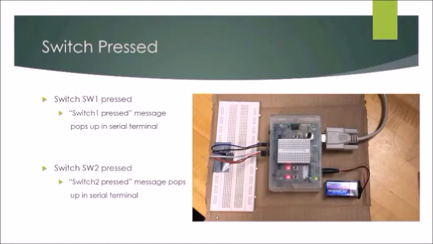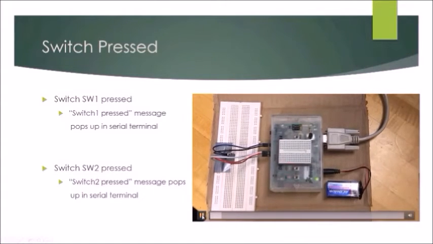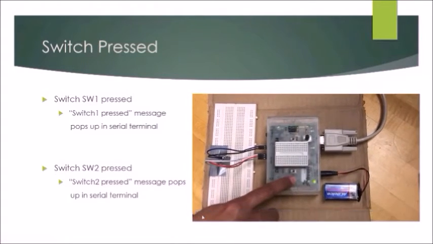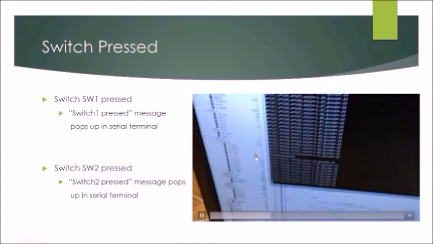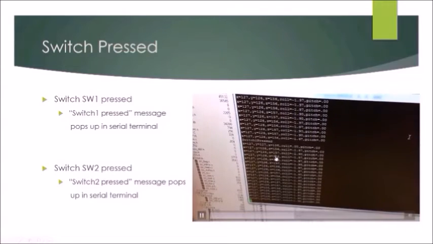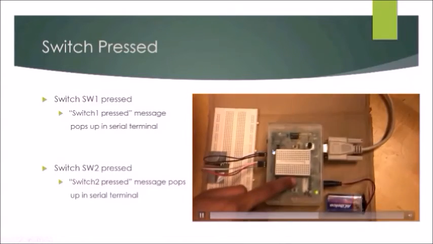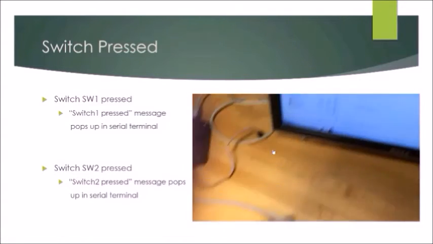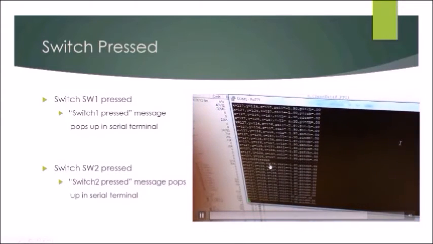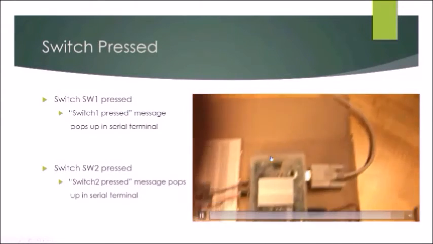When switch 1 is pressed, the message will come on the terminal that switch 1 got pressed, and similarly for switch 2 also. When switch 1 is pressed, it will get detected that switch 1 is pressed, and when switch 2 gets pressed, the output will pop up on the terminal that switch 2 got pressed.